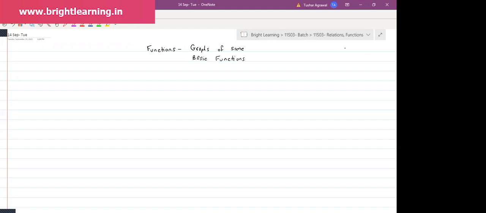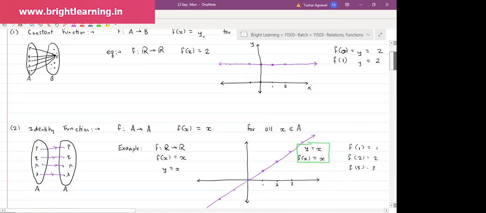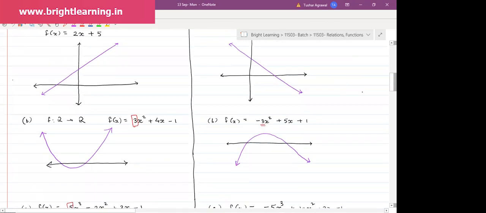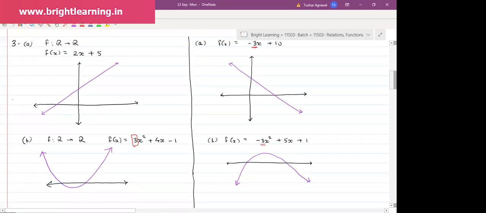Okay. So in the last class, we discussed some basic functions, namely the constant function and the identity function. After that, we saw the graphs of polynomial functions, their general behavior, and how the graph changes as we go on increasing the degree. The leading coefficient means the coefficient of the highest power. Its sign determines whether the graph is facing upwards or facing downwards.